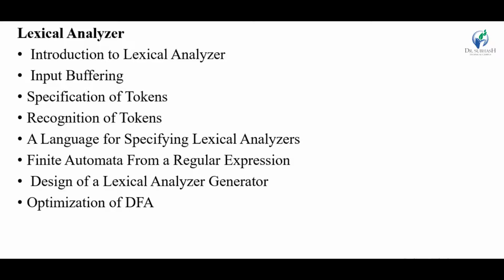Input buffering. The speed of lexical analysis is a concern in compiler design. So there are two buffering techniques: buffer pair and sentinels. Because of the amount of time taken to process characters and the large number of characters that must be processed during the compilation of a large source program, specialized buffering techniques have been developed to reduce the amount of overhead required to process a single input character. So these input buffering techniques are used.